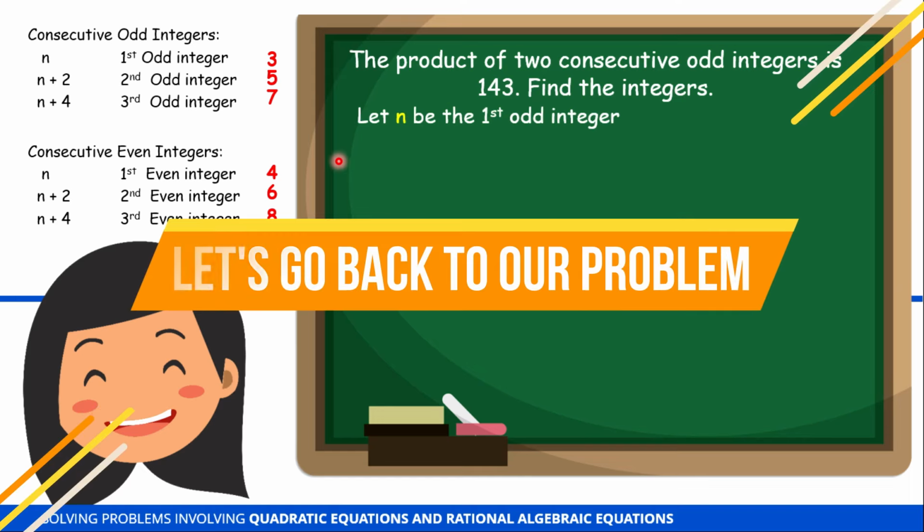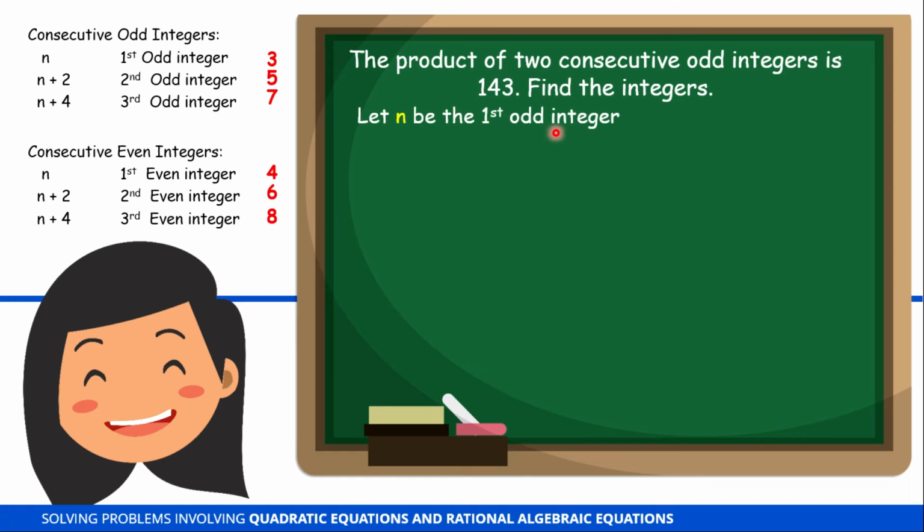Now, let n be the first odd integer and n plus 2 is our second odd integer. Ang hinihingi sa problem natin is to find the two consecutive odd integers na may product na 143. I-represent natin yan using an equation. Ang first odd integer natin ay n at ang second odd integer ay n plus 2. Ano yung ating operation? It must be multiplication because we're talking about the product. Magiging n times the quantity n plus 2.